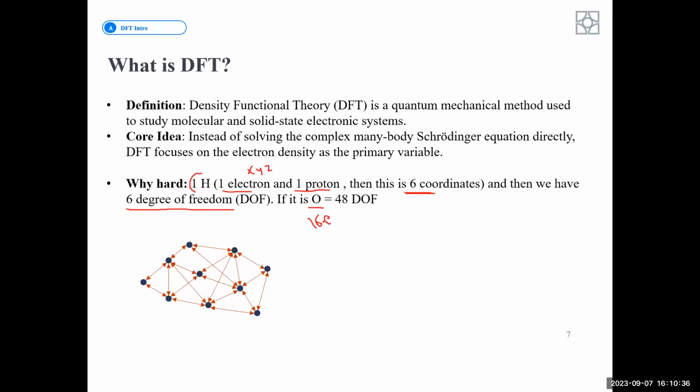I'm trying to make it really simple. So 16 electrons, each electron has 3 coordinates. Then how many degrees of freedom do we have? We have 48 DOF, okay? Degrees of freedom. Maybe someone would ask me, what's the difference between 6 and 48? They are still very small numbers. But in terms of the Schrodinger equation, this is really a big deal. I'm trying to make it simple for you.